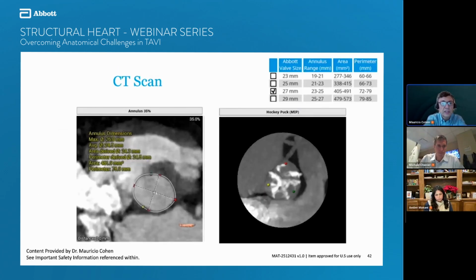So this is a case plan, and she qualifies for a 27 millimeter valve, and we chose this based on the features of the aorta, which you will see in a second. The valve, as you can see, is significantly calcified, and the annular area measured 461 millimeters squared, so that was within range for the 27 millimeter valve.